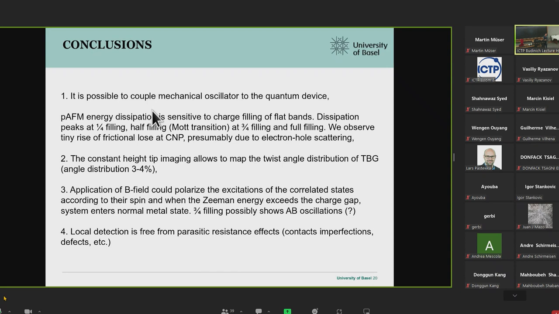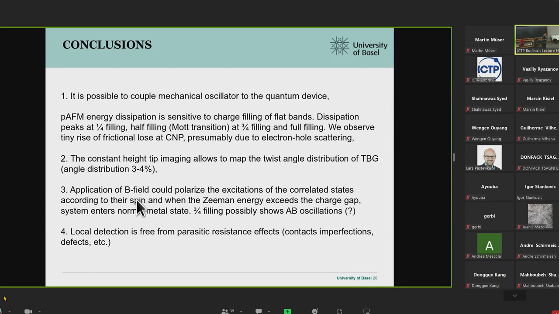It's possible to couple a mechanical oscillator to the quantum device, and this has some consequences. For example, Akash is now working on the qubit. If you want to detect the qubit or change the charge state of the qubit, you have to have a possibility to somehow come with something from the macroscopic world to this quantum device and be able to sense or change the charge state. And I believe pendulum AFM, or actually AFM in general, gives you this possibility.